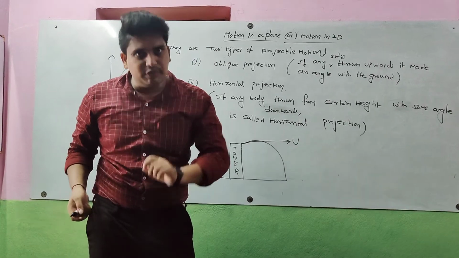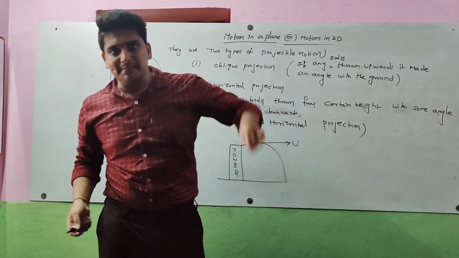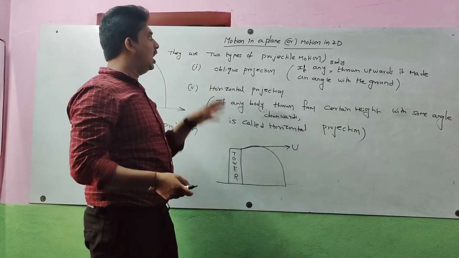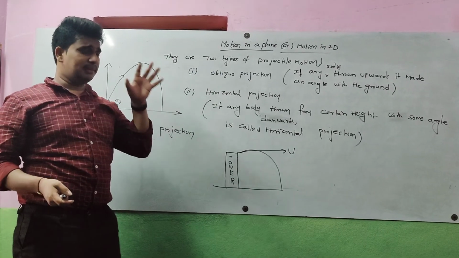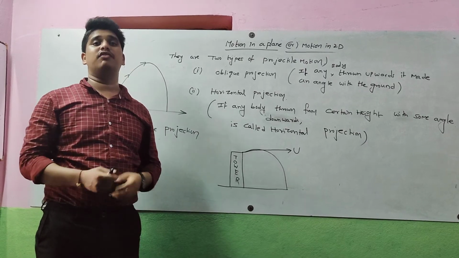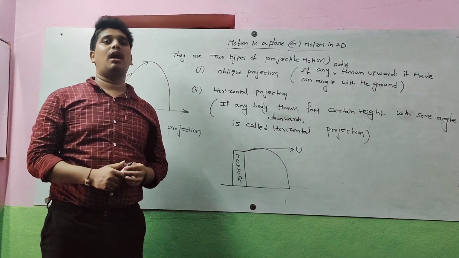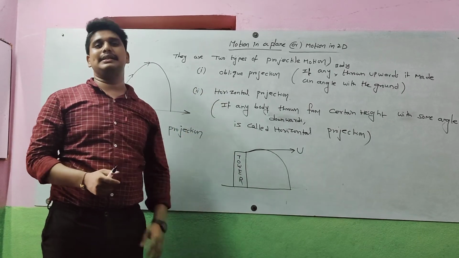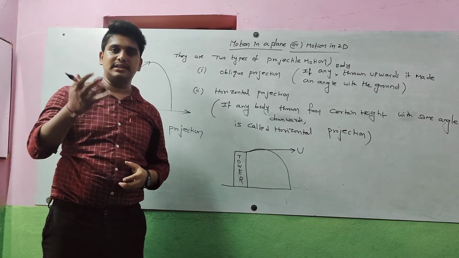From the ground we project a particle, and it makes some angle with the ground; that is called oblique projection. So these are the two major types in motion in 2 dimensions or projectile motion. We will discuss these two in detail in further lectures.